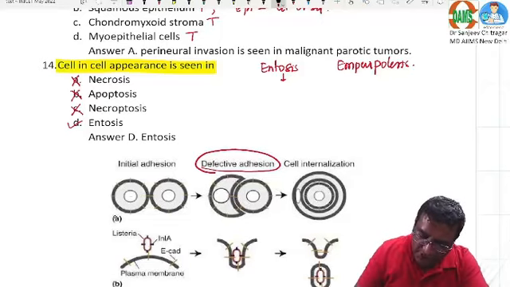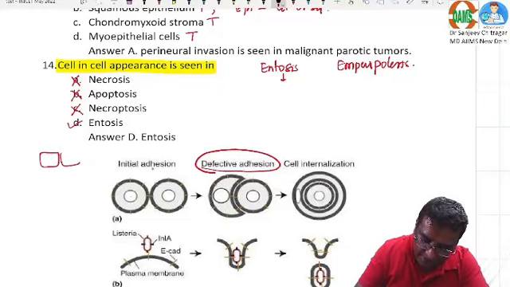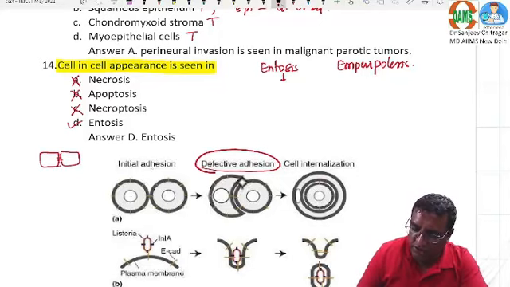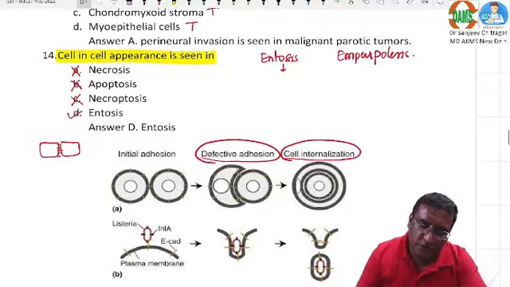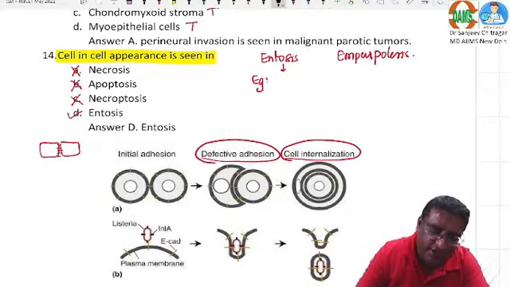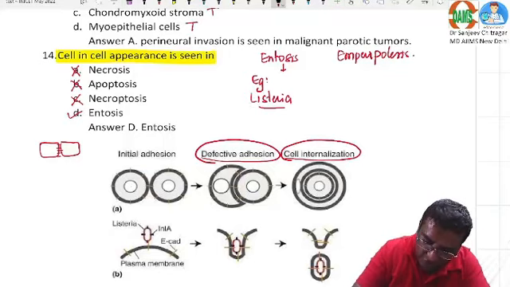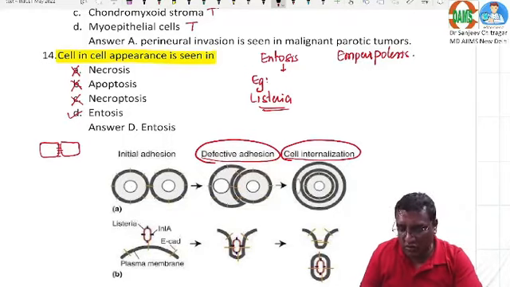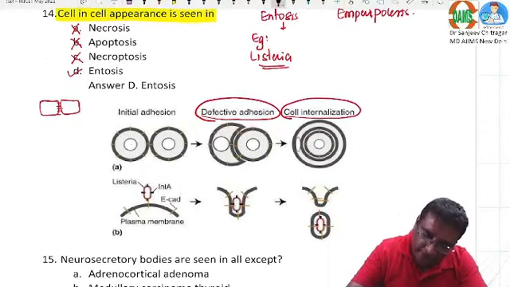So there will be two cells adhering, and because of defective adhesion, if normal adhesion had happened, there will be two cells like this with cadherins like this. Now, because of defective adhesion, one cell is becoming like this, and ultimately internalization of the other cell is happening. And entosis, classical example where it happens, is Listeria monocytogenes. Pathogen Listeria enters into the cells by using this phenomenon of entosis. So expect this in the next exam, entosis, Listeria monocytogenes.